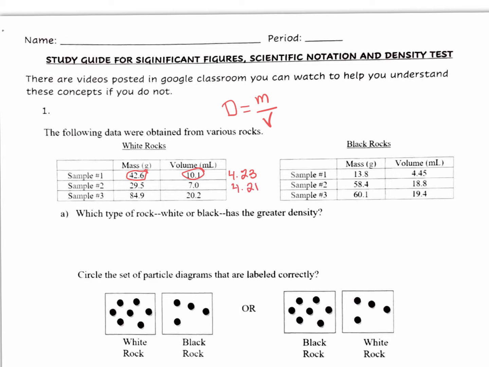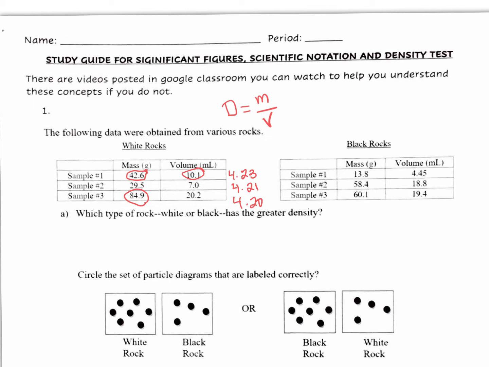And make sure when you're listening to me that you actually do this, or if you've already done it, then you don't have to do it. But if you haven't done this yet, you need to practice entering it into the calculator. All right, the next one, third sample is 84.9 divided by 20.2. So you should get 4.20. So pretty close to all.